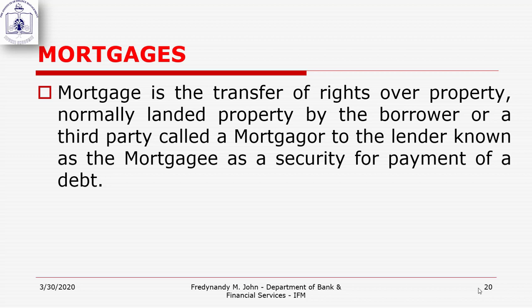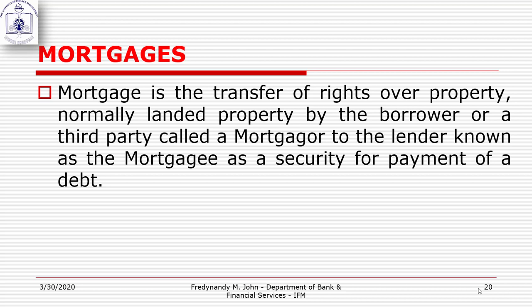What exactly does this really mean? A mortgage simply means that the borrower transfers his rights over a certain landed property, which can be a plot or a house, and these rights are transferred to the lender. Now the lender here can be a commercial bank, housing finance firm, mortgage firm, etc.